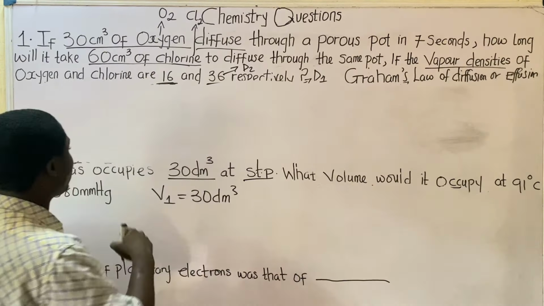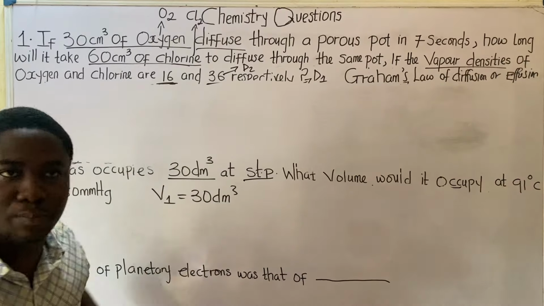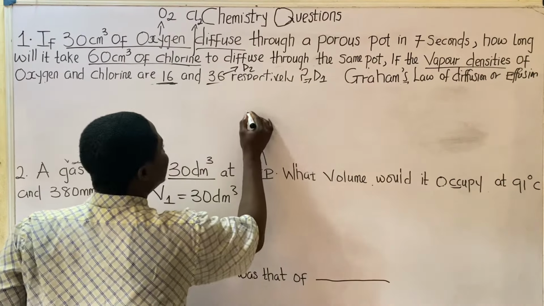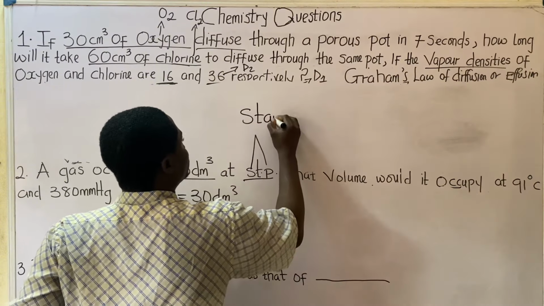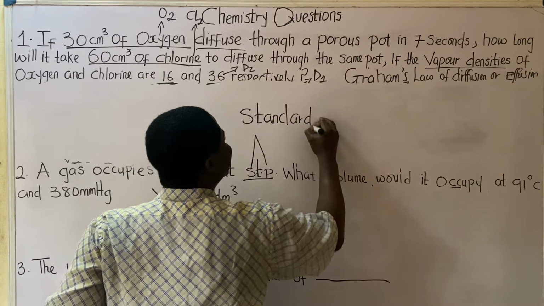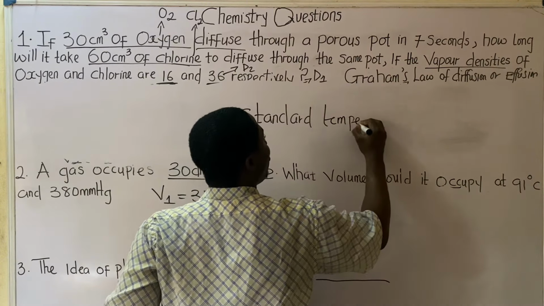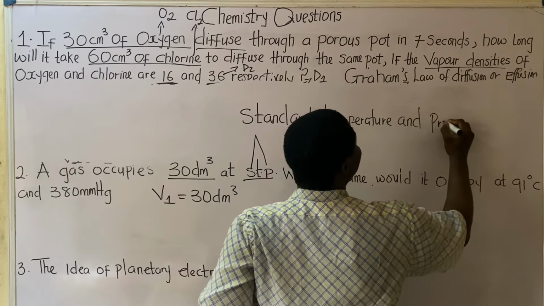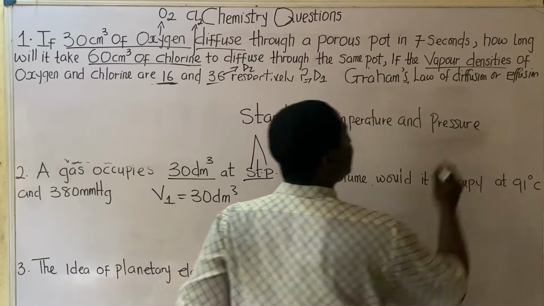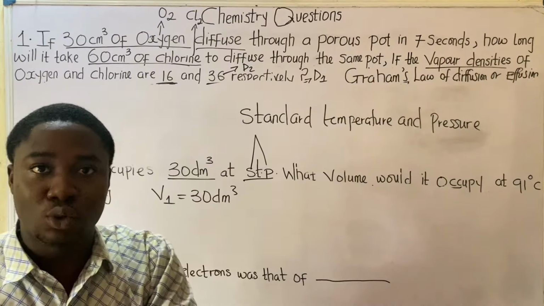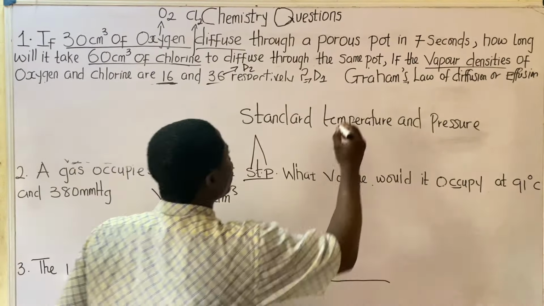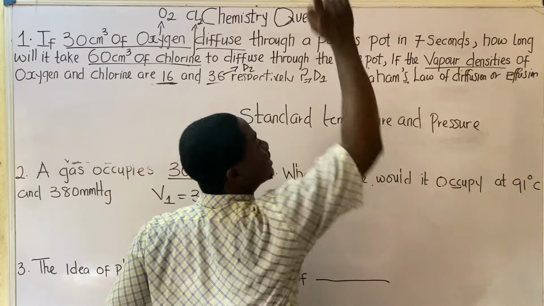Then I said that this gas occupies 30 dm cube at STP. What does STP mean? Very, very easy. STP means standard temperature and pressure. Standard what? Temperature and pressure. So the question we ask ourselves, what is this standard temperature and pressure? They are values. So what is the standard value for temperature?